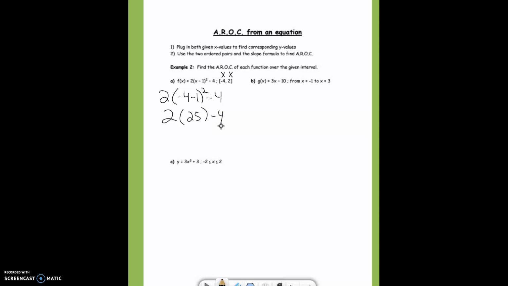So that would be what? 50 minus 4 would be 46, right? All right. So my first point's going to be -4, 46, because this equals 46.